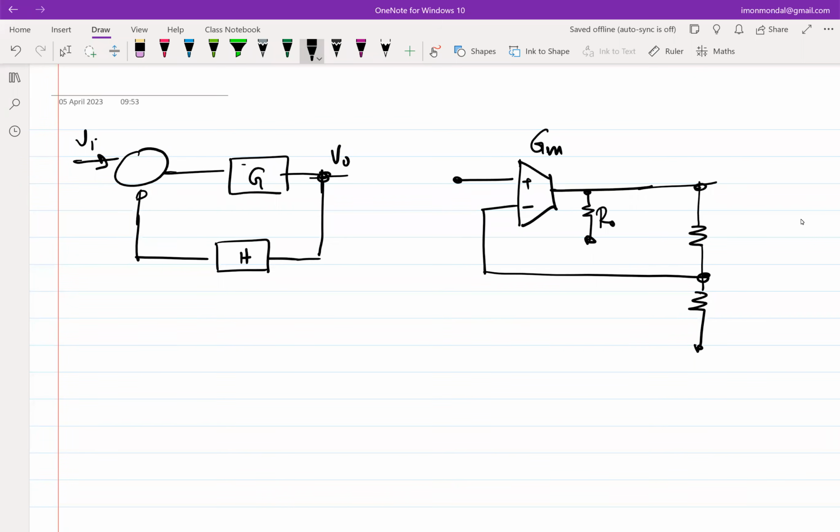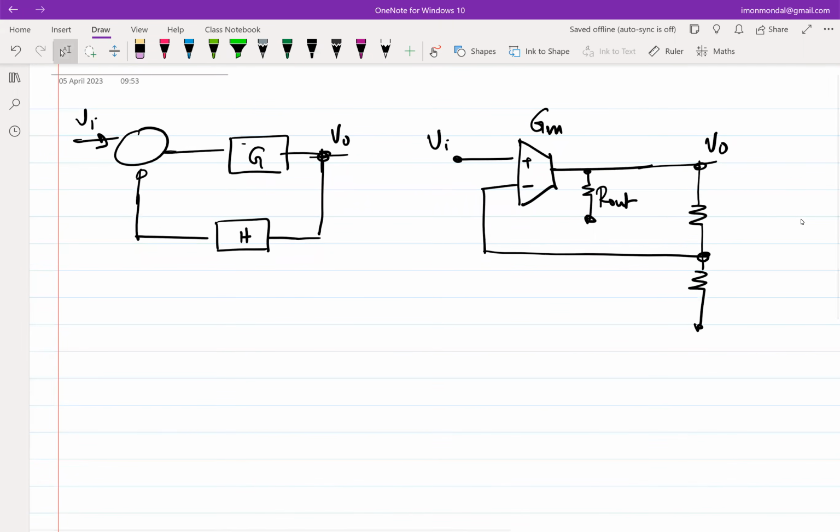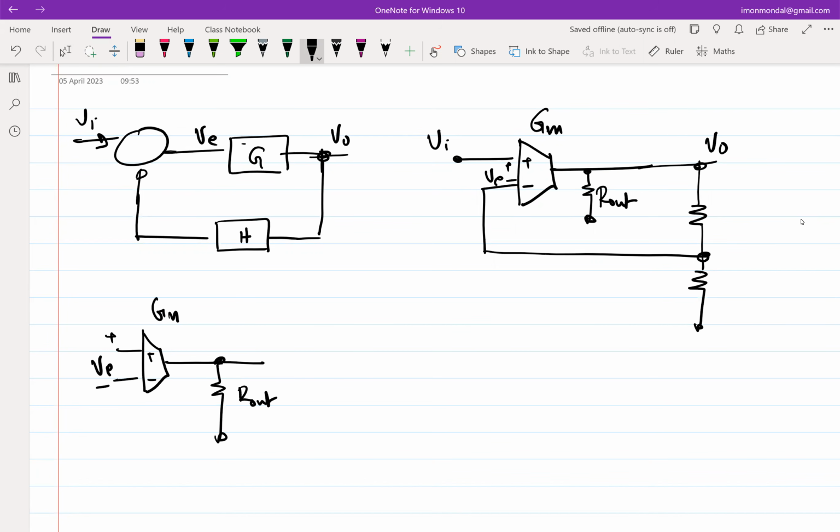This is some R out of your differential amplifier. And we understood that this GM is PE. This is equivalent to a differential amplifier realized in the following fashion.